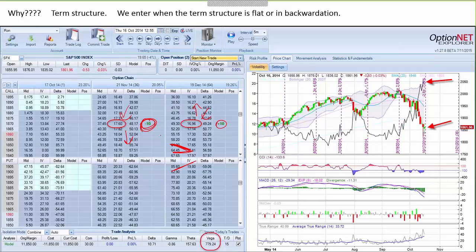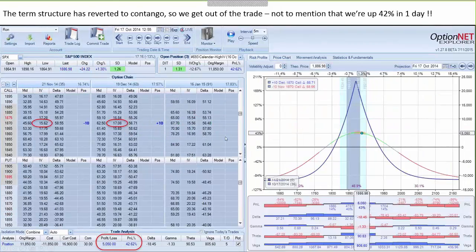We are short Vega. We want Vega to go down, and we want the back month Vega to go up, okay? And that's exactly what occurred. That's why we got this profit, because now, look at this and look at that, right? Front month has now gone down to 15.6. The back month has gone to 17.8.